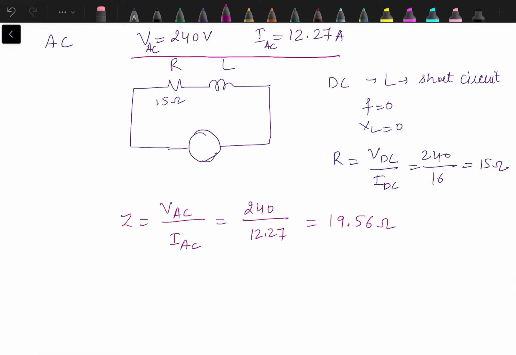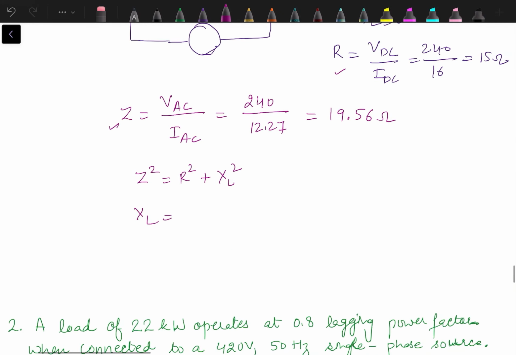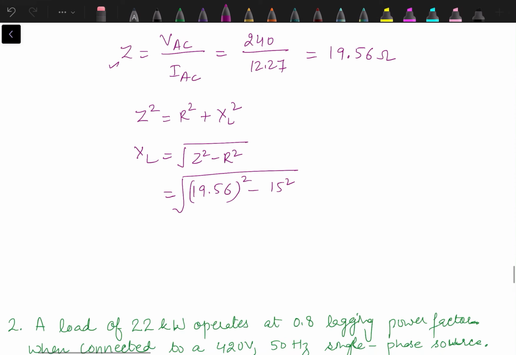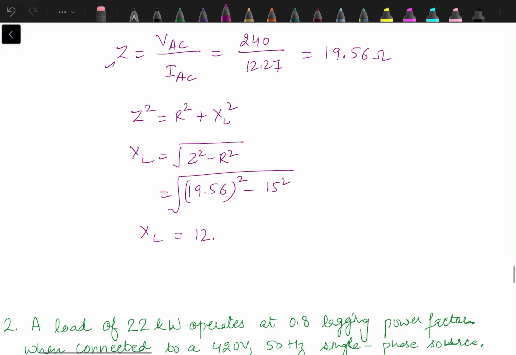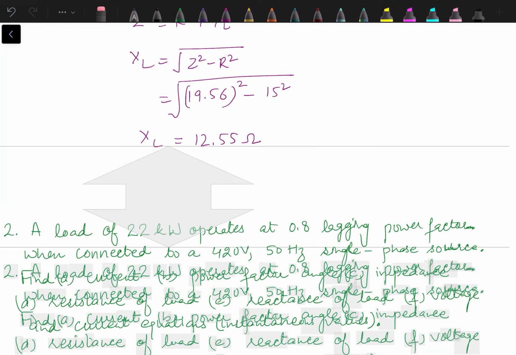Also we know that in case of RL series circuit, Z square is equal to R square plus XL square. Now we have the value of Z, we have the value of R. We can calculate XL as square root of Z square minus R square, 19.56 square minus 15 square whole under root. So which gives us the value of XL as 12.55 ohm. But the question is, we have to find the inductance as well.